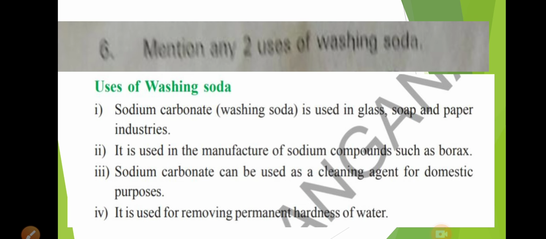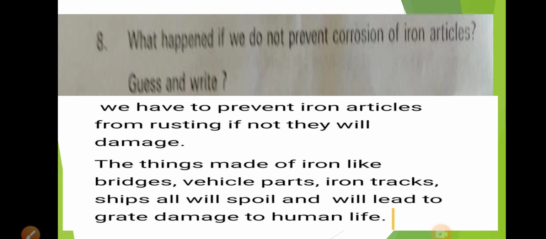Next, the 8th one. What happens if you don't prevent corrosion of iron articles? Guess and write, it means rusting. We have to prevent iron articles from rusting. If not, they will be damaged. We know that things made of iron like bridges, vehicle parts, iron tracks, ships will all spoil and will lead to great damage to human life. That is it. Next, the 9th one.